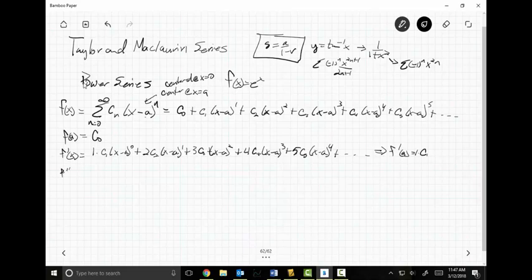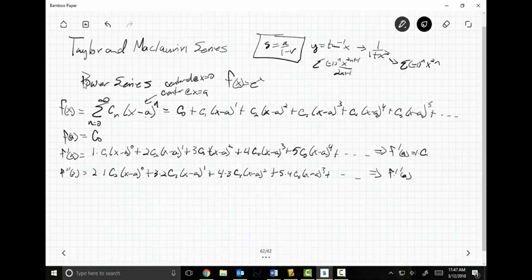Now, I know this 1 is going to annoy you guys, but bear with me for a second. All right, let's take a second derivative. We're going to do this a few times, just so you can see what's going on. This term is a constant, so it disappears, right? This becomes 2 times 1 c sub 2 times x minus a to the 0, plus 3 times 2 c sub 3 times x minus a to the first, plus 4 times 3 c sub 4 times x minus a squared, plus 5 times 4 c sub 5 times x minus a cubed, plus dot dot dot, which implies that f double primed at a is equal to what? Well, it's going to be 2 times 1 times c sub 2.